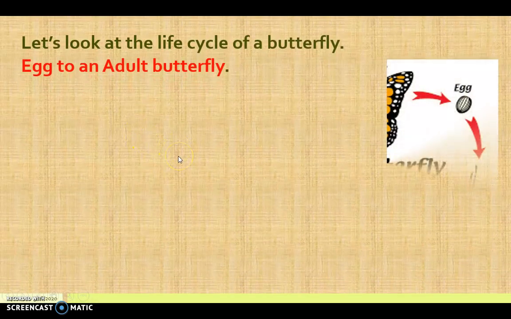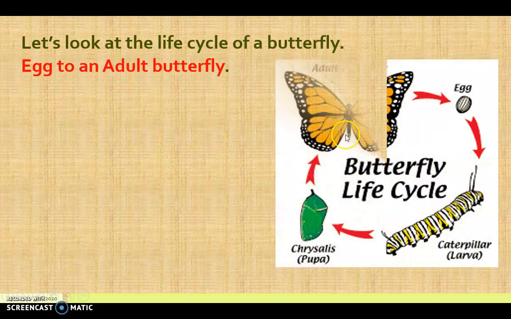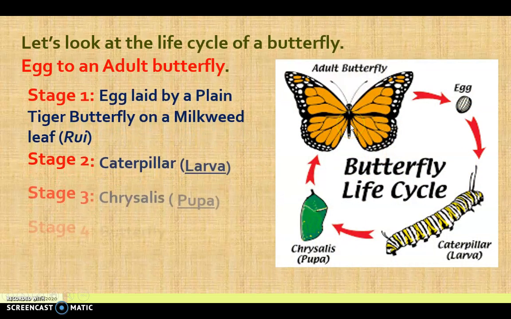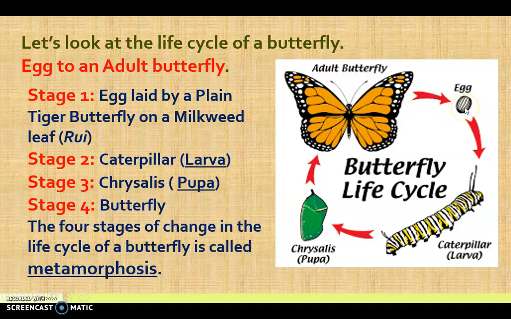Let's look at the life cycle of a butterfly from an egg to an adult butterfly. There are 4 stages. Stage 1. An egg is laid. The second stage, the caterpillar or larva stage. Chrysalis and pupa is the third stage. And finally, an adult butterfly, the fourth and final stage. These 4 stages of change in the life cycle of a butterfly is called metamorphosis. Here, in this case, a plain tiger butterfly lays its egg on a milkweed leaf or a rui plant.